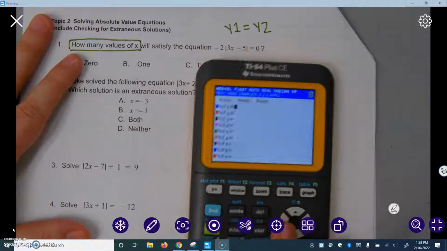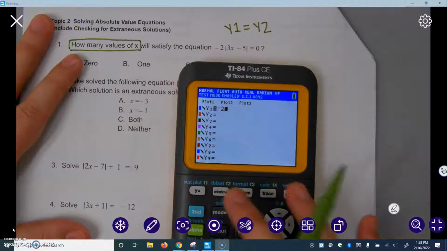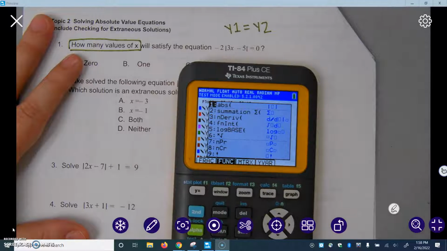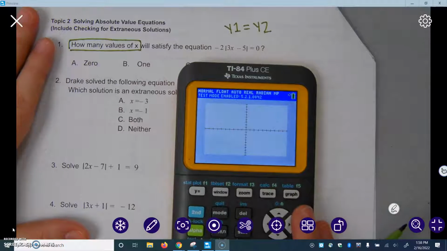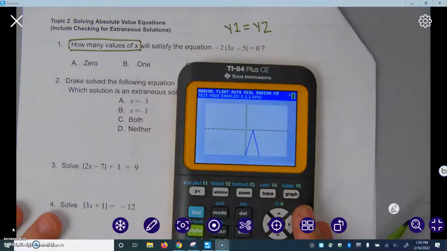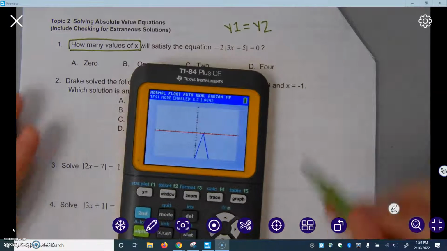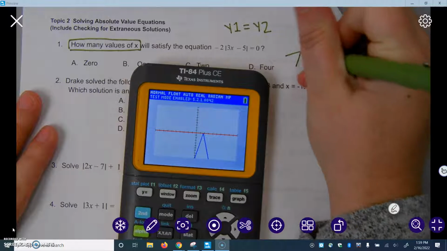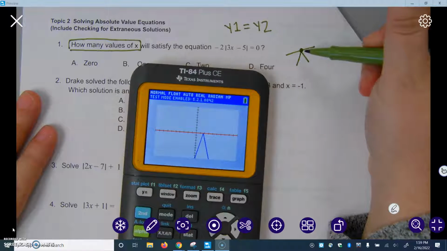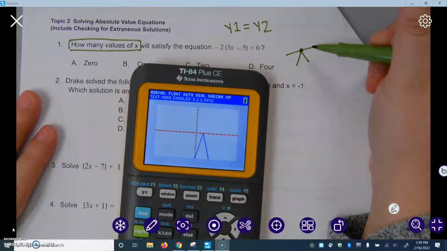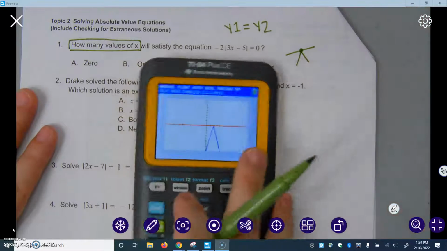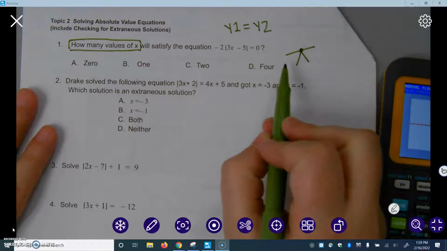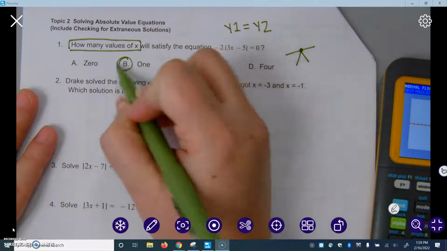So y equals -2. Alpha window is what I push to get the bars to show up. 3x minus 5, and then 0. All right, so it looks like they only intersect one time. Now, what you might have done was click second trace 5, enter, enter, enter, and somehow got the point 2, 0. But the fact that they only intersect at one point means there's one answer.